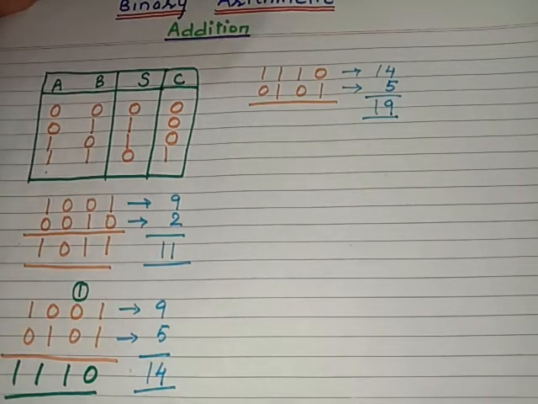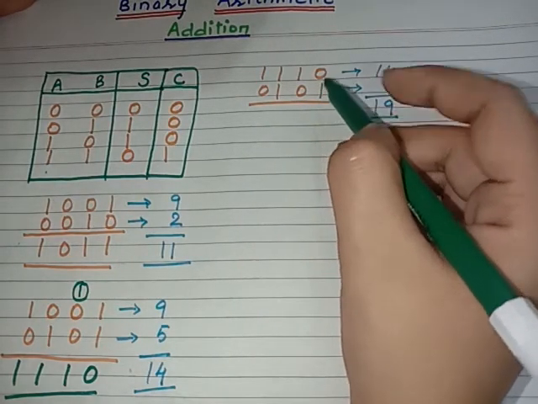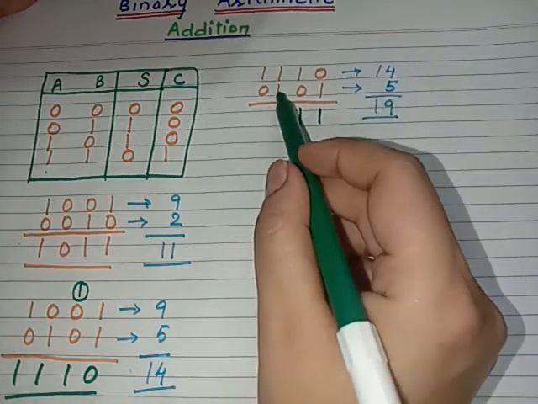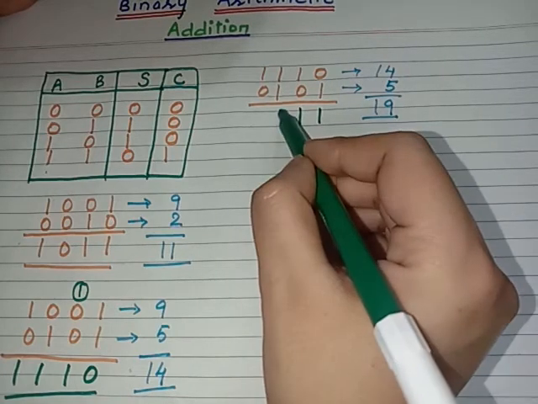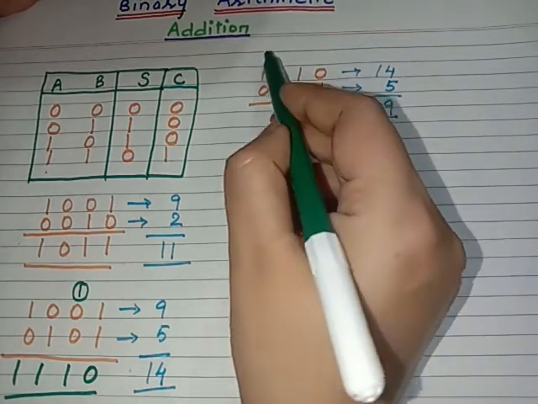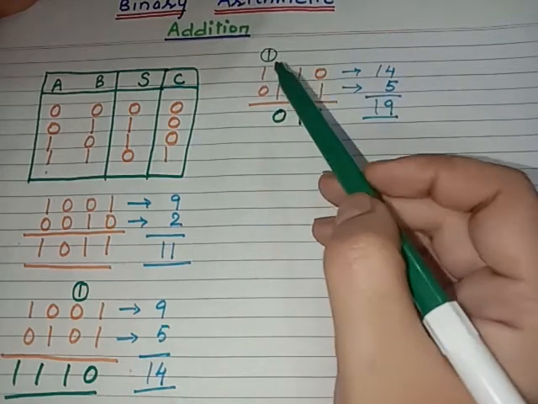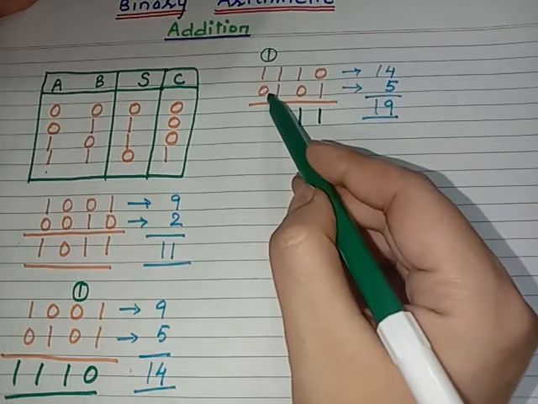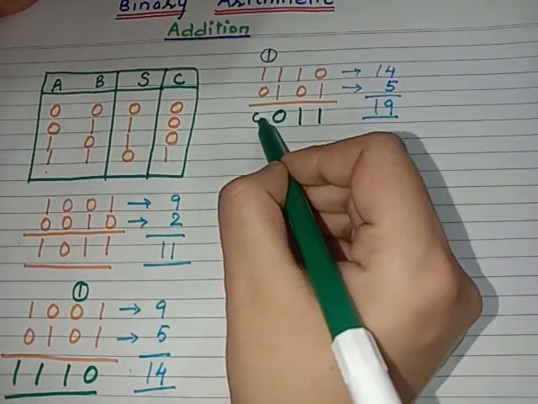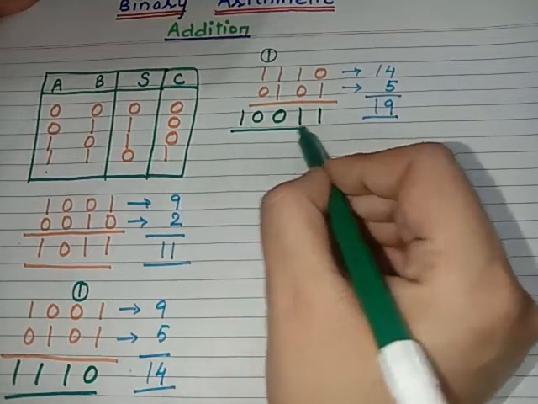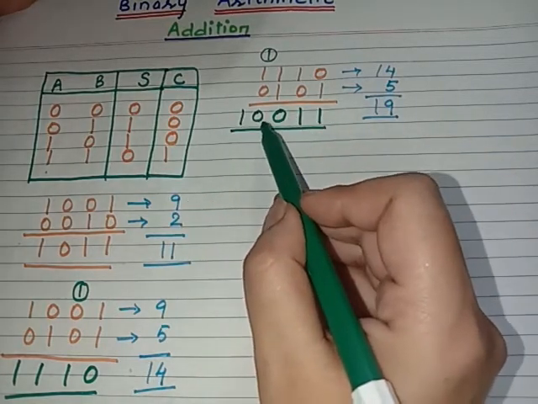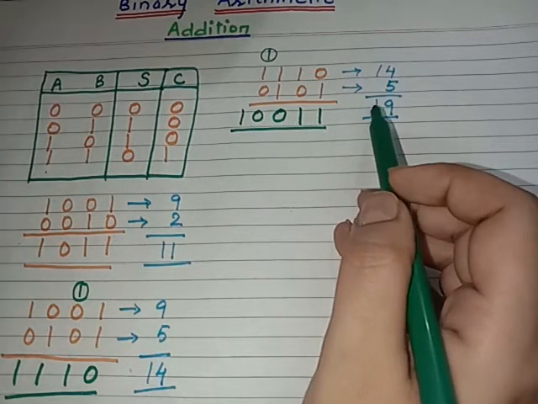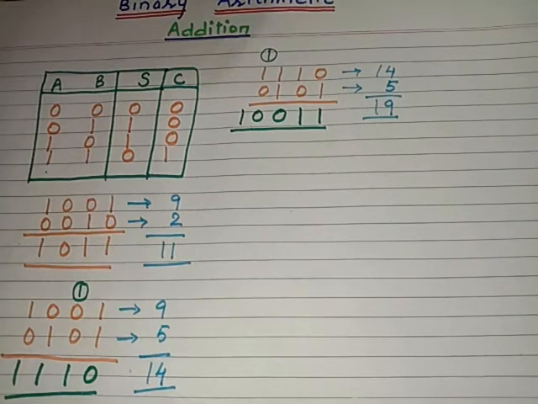So now the number 0 plus 1 is 1. 1 plus 0 is 1. 1 plus 1 is 10. That means 0 will be in the sum and 1 will be the carry. Now this 1 plus 1 is 10. Again plus 0 is 10. That means this 0 will be here and this 1 will be. Now you can recheck the answer 10011. This is definitely 19 if you are going to convert it into the decimal.